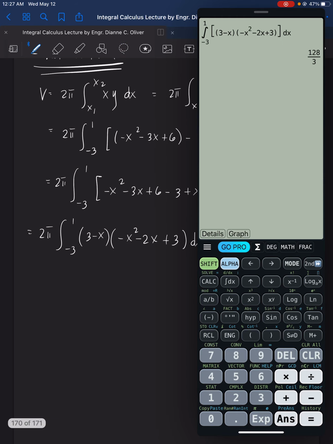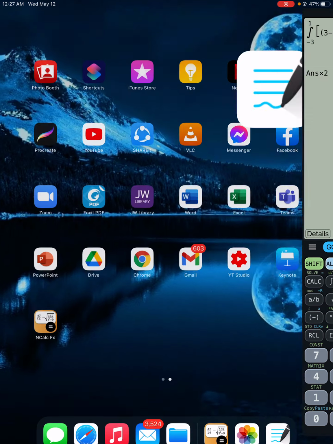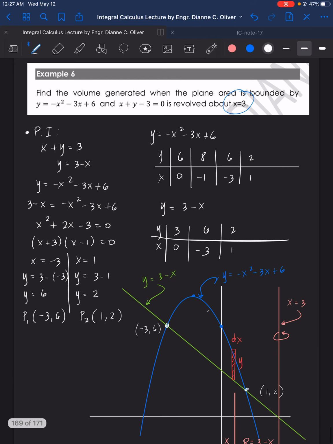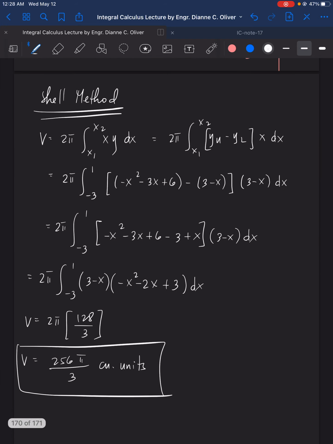So we have the volume equal to 2 pi times 128 over 3. That is 2 times 128, which is 256 pi over 3 cubic units. So that's the volume. Okay, so that's for number 6. That's all for this video.